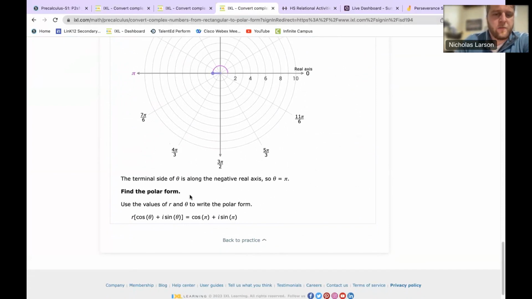So we plug in this R value here. We didn't have an I value. If we had an I, we would plug it in here, and then plugging in theta in two different places gives me cosine of pi plus I sine pi.